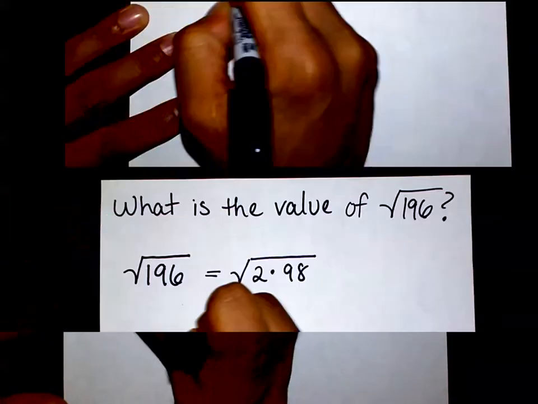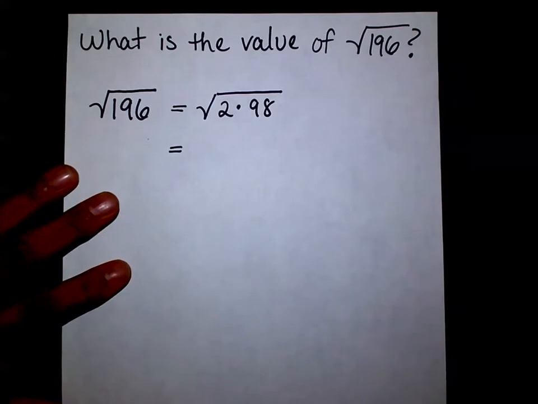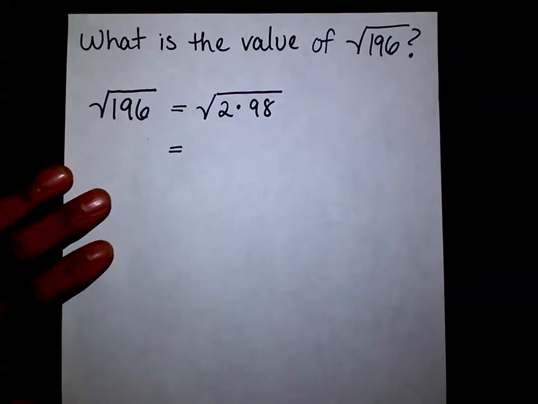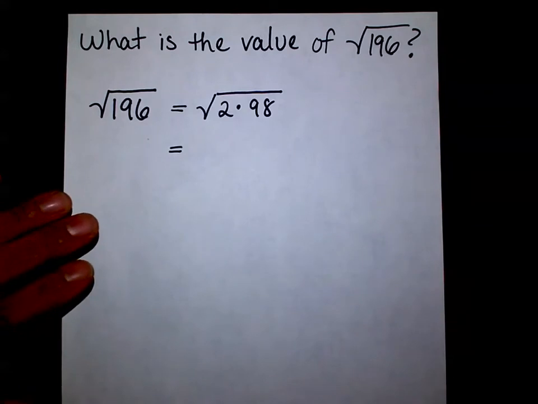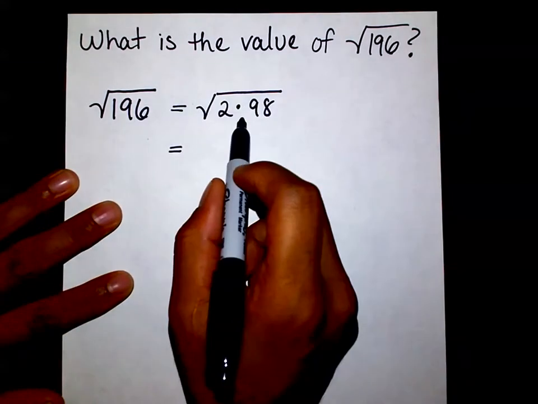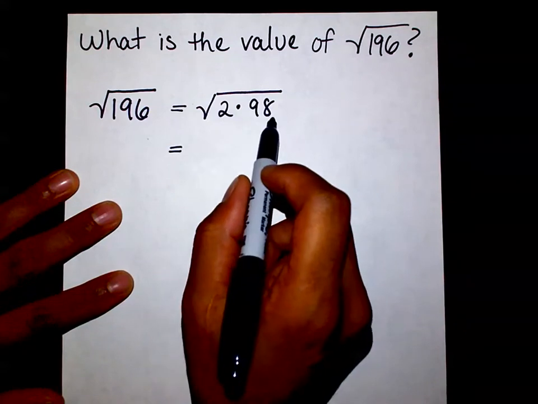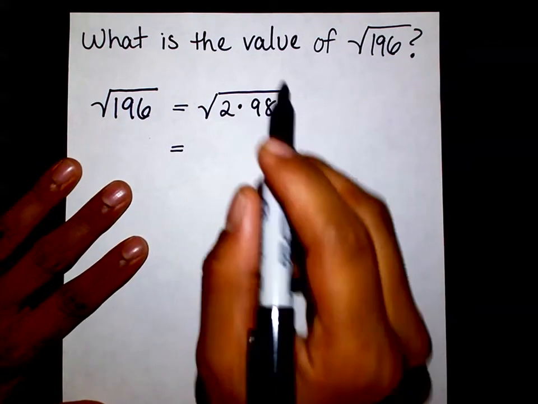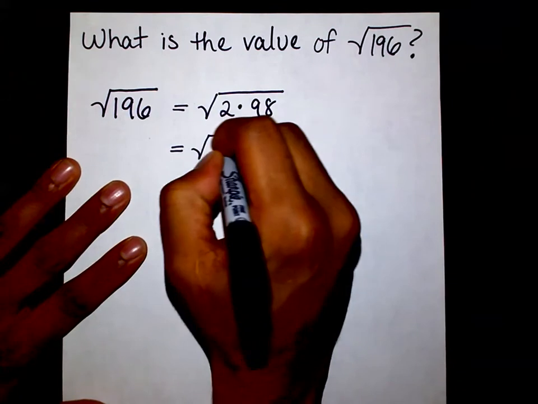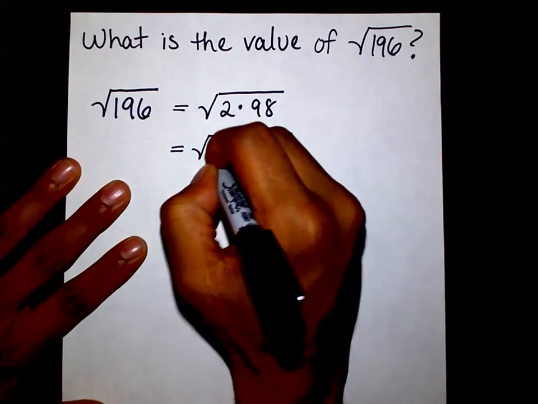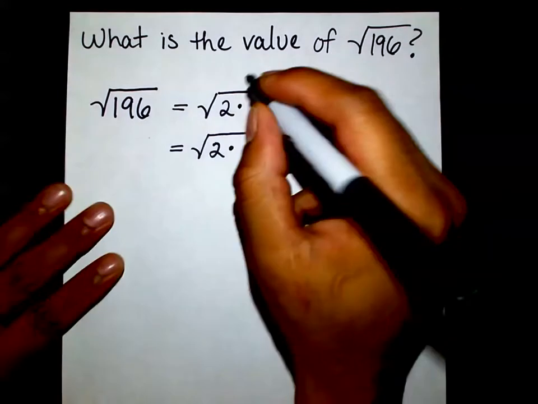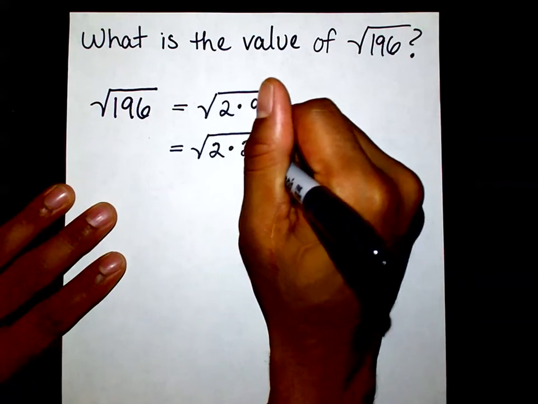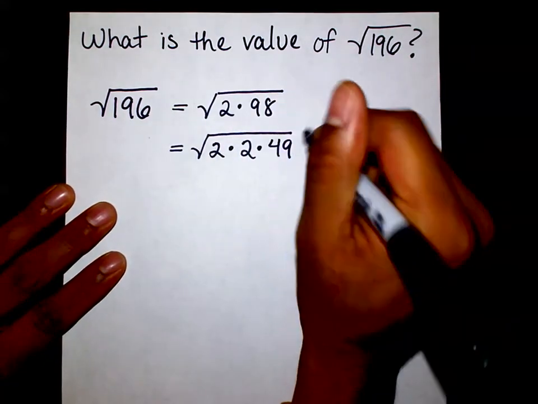Now, I could have chosen any two other factors, but I just chose 2 and 98. Now what I'm going to proceed to do from here is break this down. I can't break the 2 down, but I can break the 98 down into two other factors. I know that if I divide 98 by 2 again, that's going to give me 49. So I'm going to do 2 times 49.